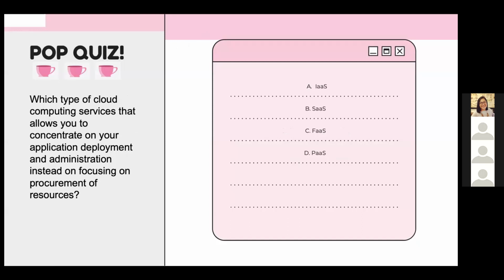Okay, so another question. Which type of cloud computing services allows you to concentrate on your application deployment and administration instead of focusing on procurement of resources? So, infrastructure as a service, A. B, software as a service. C, function as a service. D, platform as a service.